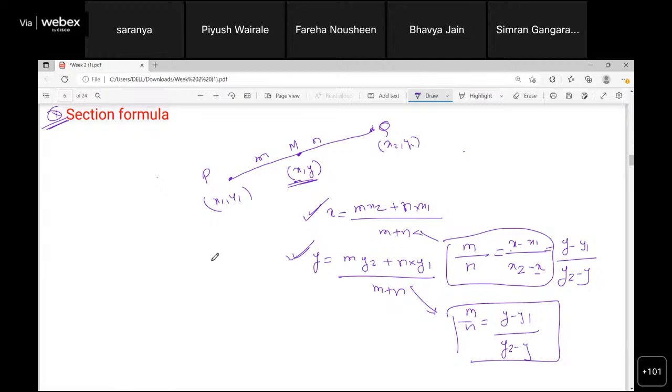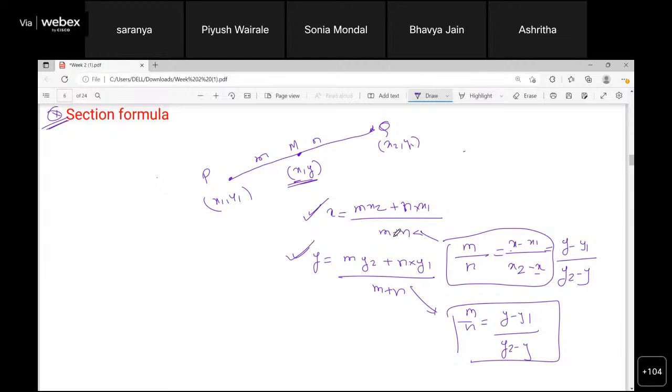Sir, at this point, m upon n is equal to x minus x1 upon x2 minus x. Why x? Because you are taking the middle point. Then n will be x2 minus x. You just simplify this.